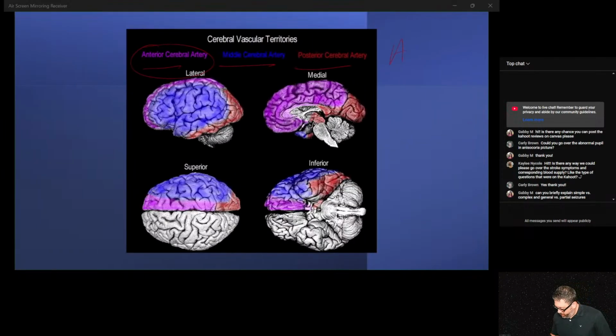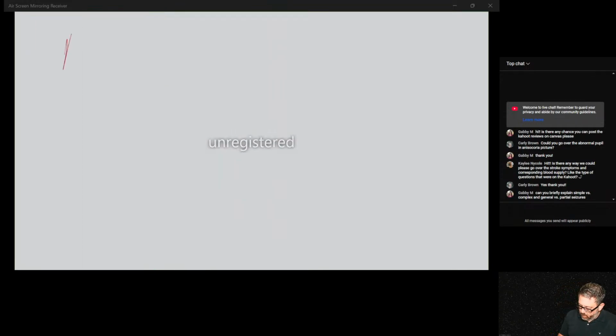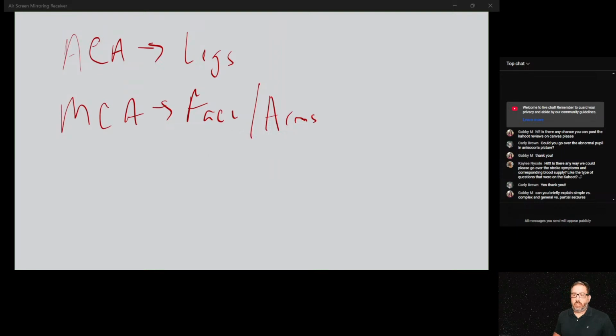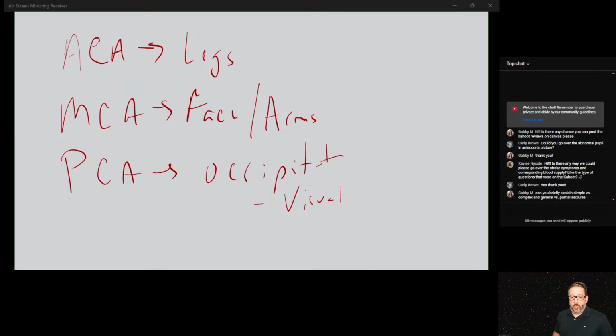the anterior cerebral artery, let me just add a page. Anterior cerebral artery is going to be legs. Middle cerebral artery is going to be face and arms. PCA goes to the occipital. So think visual problems. And that's one way to figure out what artery has been affected.